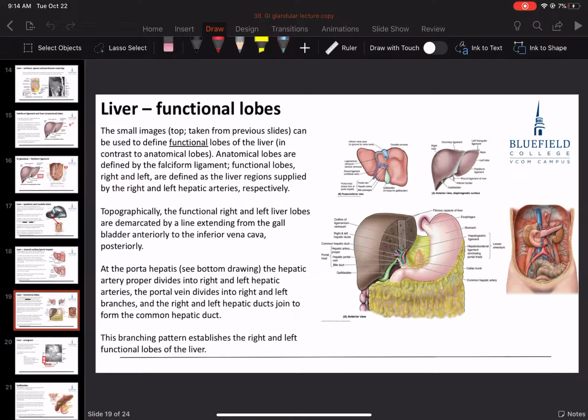So if we drew a line like this, from the gallbladder back to the inferior vena cava, then we would have a left functional lobe here, and to the right of that line, we would have a right functional lobe. The right functional lobe is still a little bit bigger than the left functional lobe, but they're more equal in size, closer to being equal than the left and right anatomical lobes. Okay?